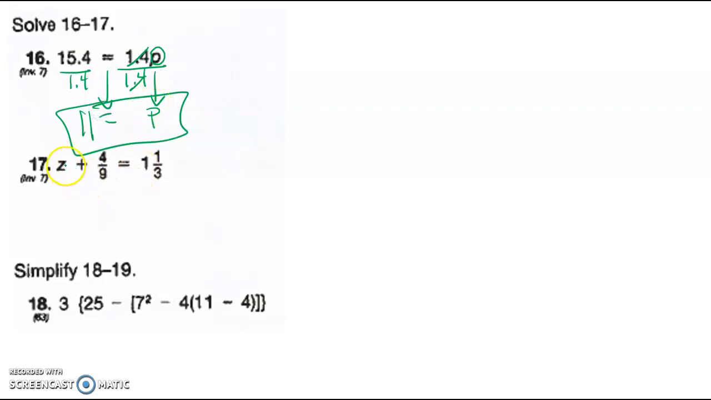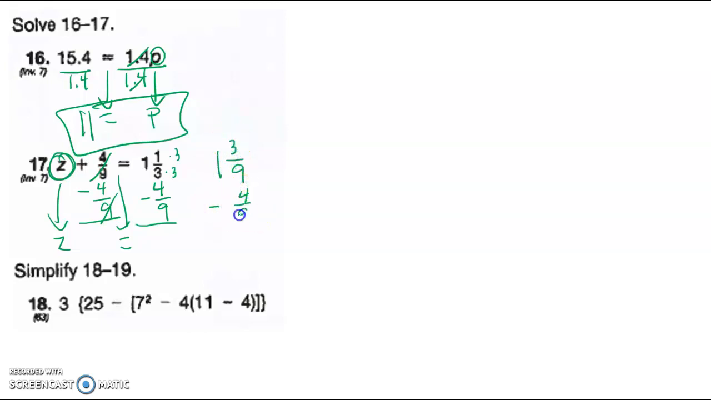Okay, and then here we are trying to get z by itself, so we have to do the opposite of addition, which is subtraction. Which means this is going to go away, the z is going to come down, the equals is going to come down. We need common denominators here. So to do that, I have to multiply this by 3. So I have 1 3/9 minus 4/9. Now I can't do that, I have to borrow. So I'm going to borrow 1, and I get 12/9 minus 4/9, which is 8/9. Yeah, that's right.